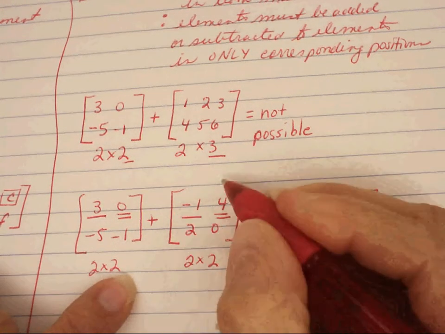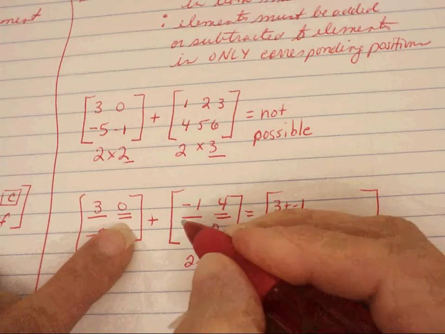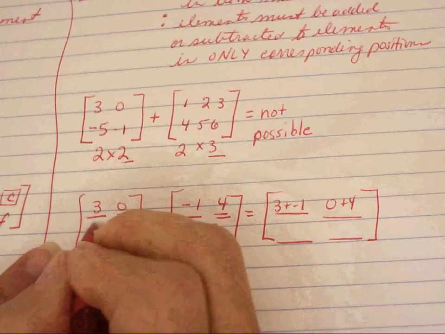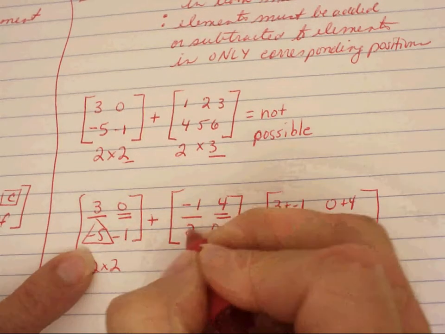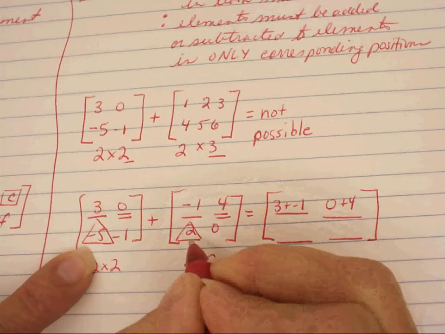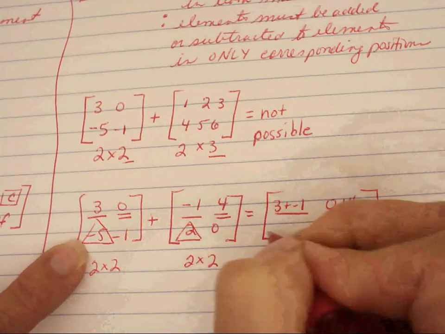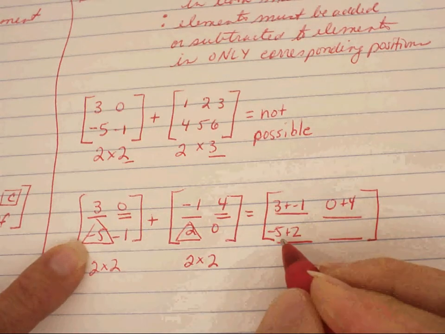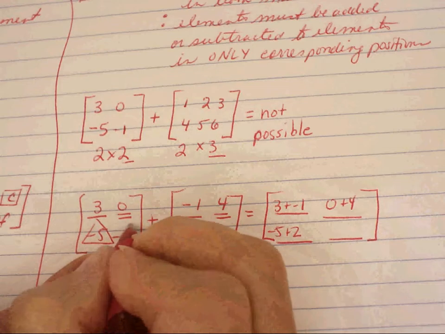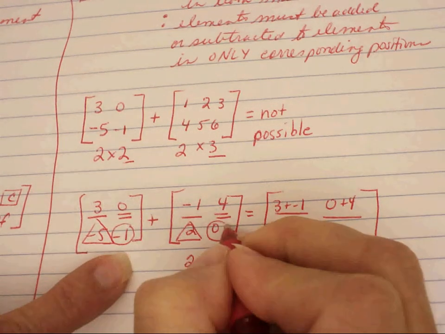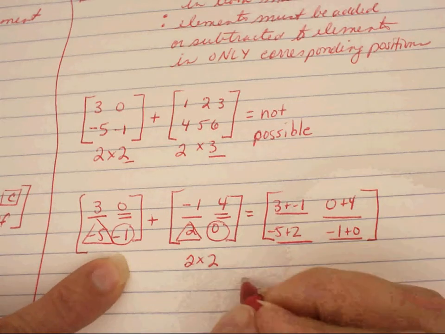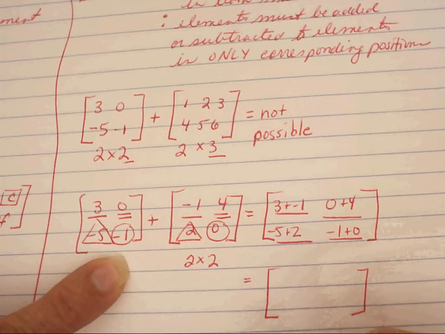Row 1, column 2 should be added to row 1, column 2 here, so 0 should be added to 4. This is row 2, column 1, and it should be added to row 2, column 1. -5 plus 2 would make the new row 2, column 1 position. And here we have -1 plus 0 for row 2, column 2's position.